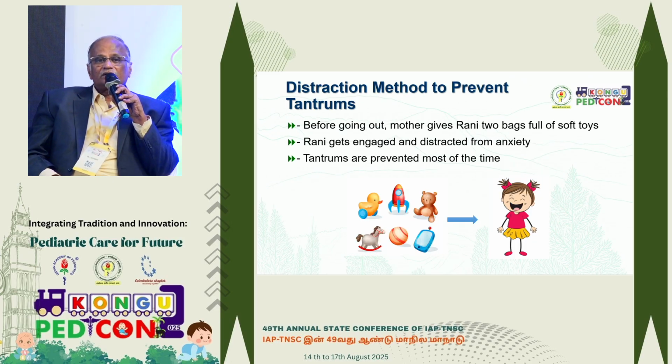Therefore, what she thought was, she took several toys and poured them in front of the child. The child got attracted to the toys, got distracted from this scenario, and was playing with the toys. The mother was able to go and do her job and come back. And this is a technique called the distraction method to prevent tantrums.